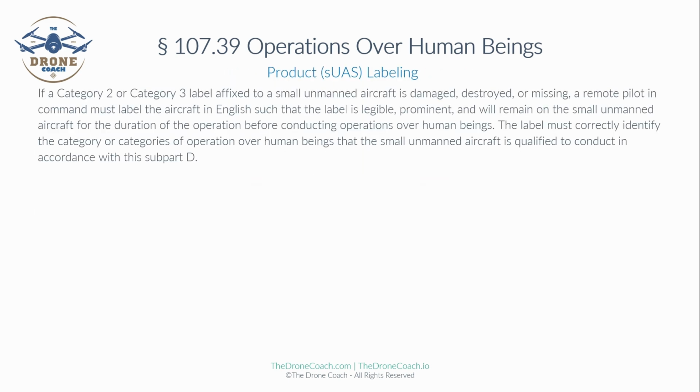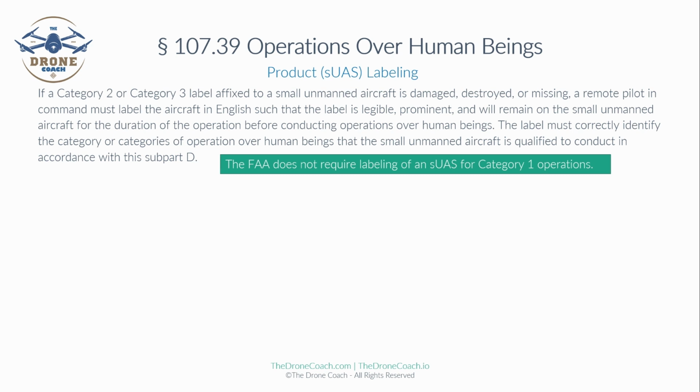If a Category 2 or Category 3 label affixed to a small unmanned aircraft is damaged, destroyed, or missing, a remote pilot in command must label the aircraft in English such that the label is legible, prominent, and will remain on the drone for the duration of the operation before conducting operations over human beings. The label must correctly identify the category or categories of operations that the small unmanned aircraft is qualified to conduct in accordance with this subpart D.